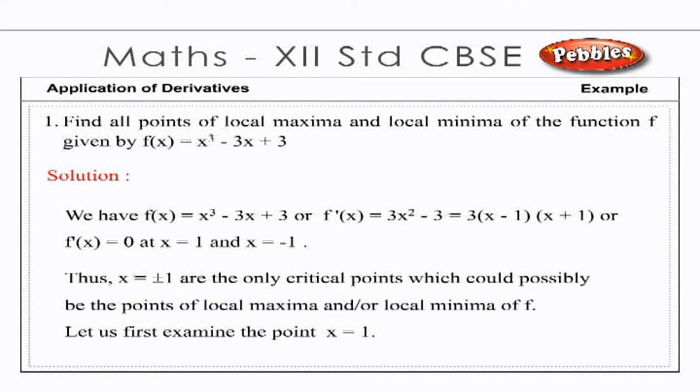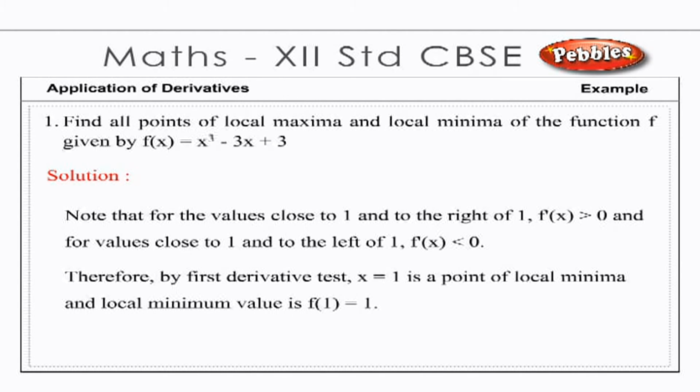Let us first examine the point x is equal to 1. Note that for the values close to 1 and to the right of 1, f dash of x is greater than 0, and for values close to 1 and to the left of 1, f dash of x is lesser than 0. Therefore, by first derivative test, x is equal to 1 is the point of local minima and local minimum value is f of 1 is equal to 1.